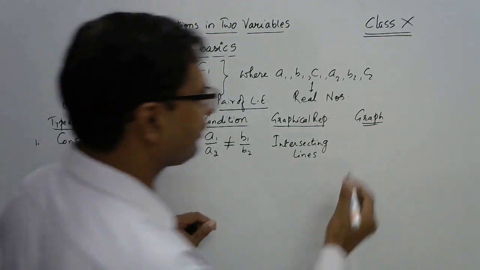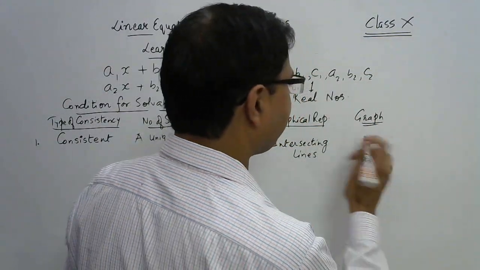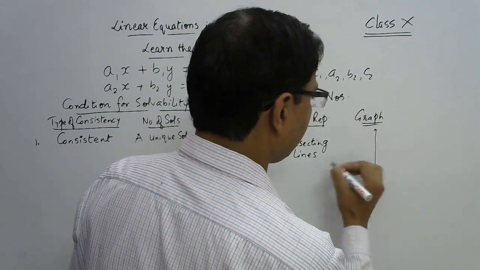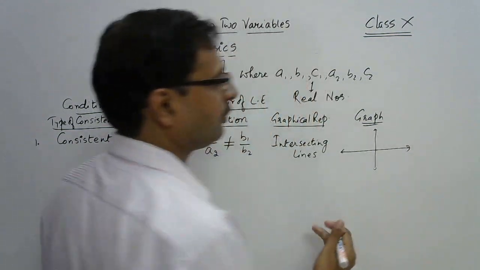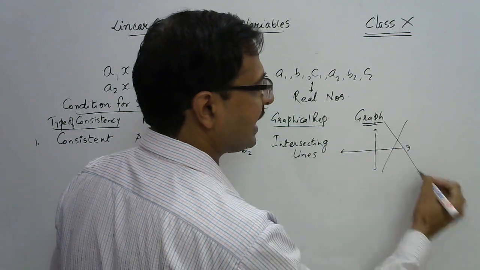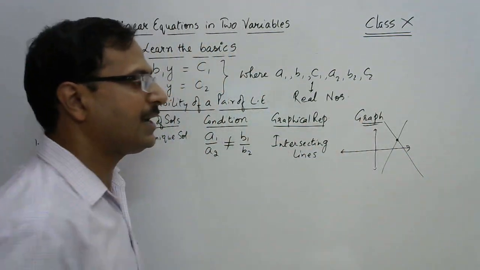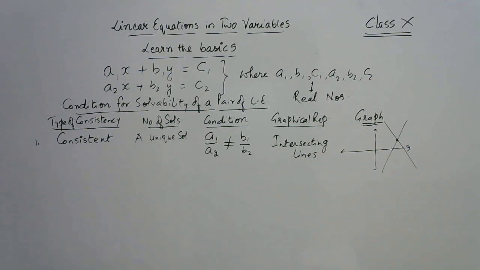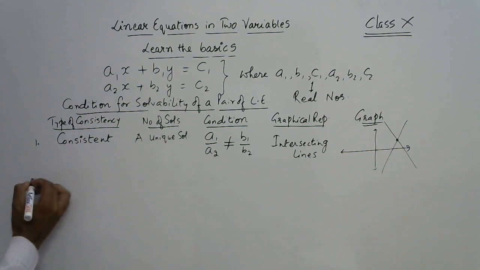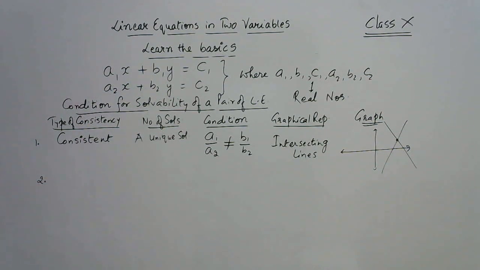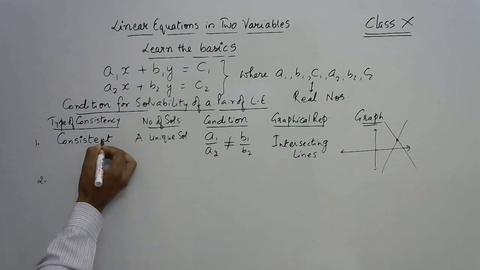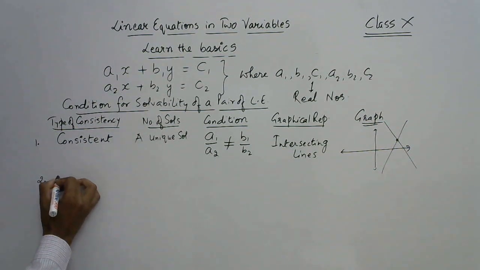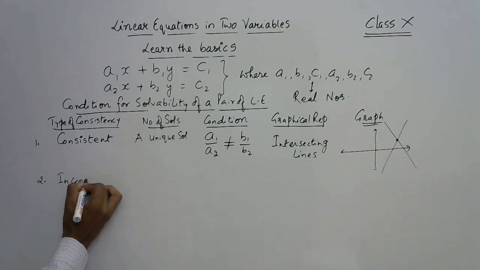Now, what type of graph will you obtain? Suppose you have these horizontal and vertical axes. When you draw the graph, you will have lines like this, which will be intersecting at a particular point. So this is the first type of condition for solvability of a pair of linear equations. Now let's have the second condition. The second type of condition is obviously, when in the first we have consistent, in the second we have inconsistent.